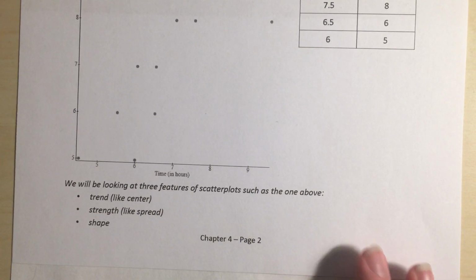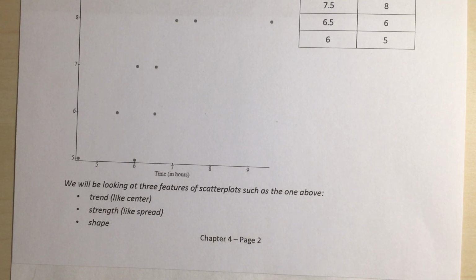So when we're looking at scatter plots, we're going to be looking at things such as trend, which is kind of like center. We're going to look at strength, which is kind of like spread from our previous chapter, and we're also going to look at shape. So as we move into the next few videos, the next few examples, we're going to be taking a closer look at these three ideas and then go back to this example, the scatter plot that I just created, talk a little bit more about this, and talk a little bit more about how we can use these three things to tell us a lot more about scatter plots.